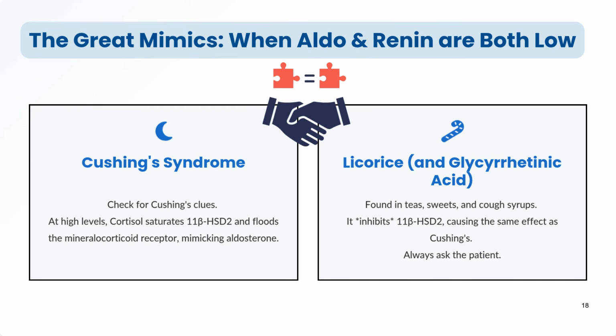These are classic examples of how physiology can trick you. Low renin, low aldosterone doesn't always mean Liddle or AME. Sometimes the problem is cortisol or something your patient is eating or drinking.